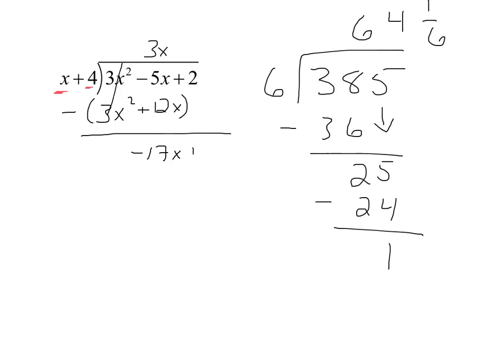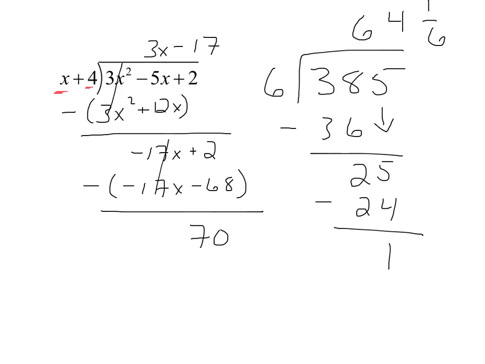Now I'm going to bring down the plus 2. How many times does x go into negative 17x? It goes in negative 17 times. So there's negative 17x. And then negative 17 times 4, that's negative 68. So once again, I'm going to subtract the whole thing. These guys cancel out. 2 minus negative 68, that's 2 plus 68, or 70. So the remainder is 70. And I'm going to put it over top of x plus 4.